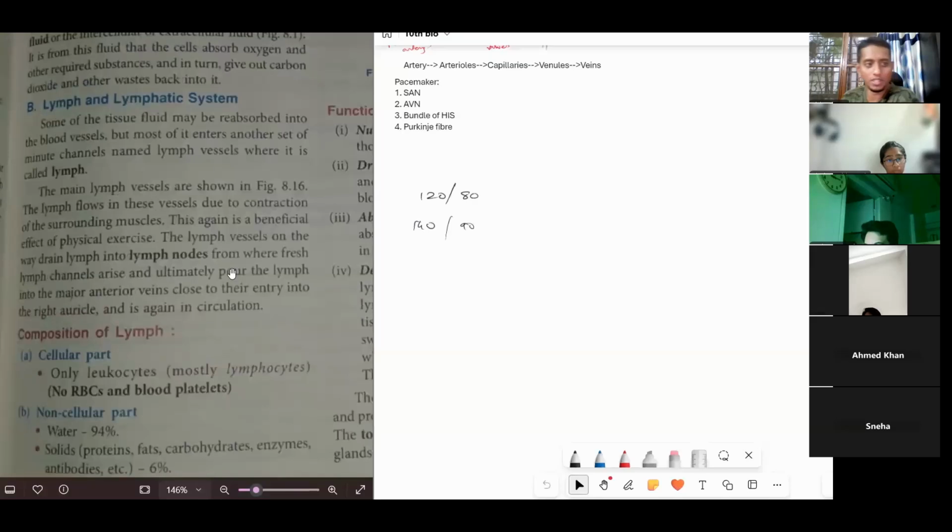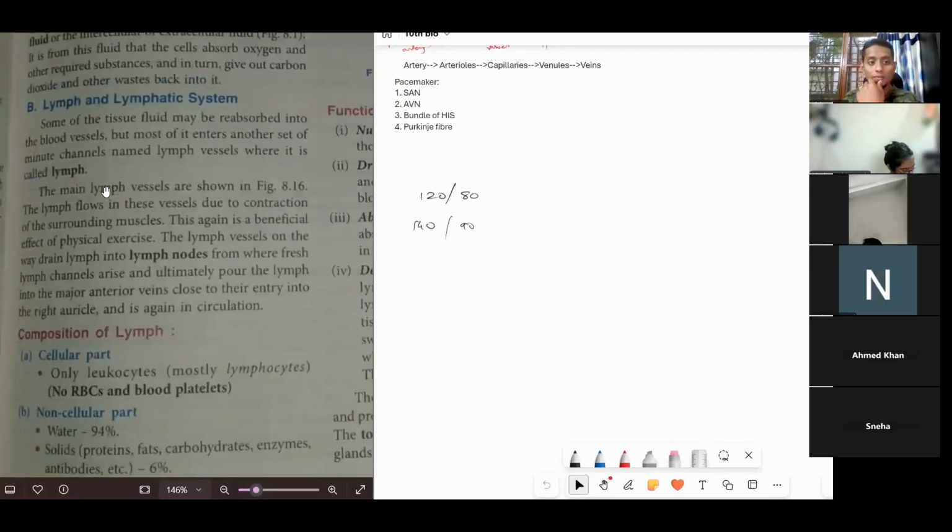Alright, so yesterday we started with the lymph and lymphatic system. We saw that lymph is a tissue fluid, which is taken back to the circulatory system, back to the blood, through these lymph vessels. Now, as the lymph vessel passes through your body, it goes into small places called lymph nodes. Lymph nodes are like small tanks where the lymph is drained into, and from there it starts again with a new lymph vessel.